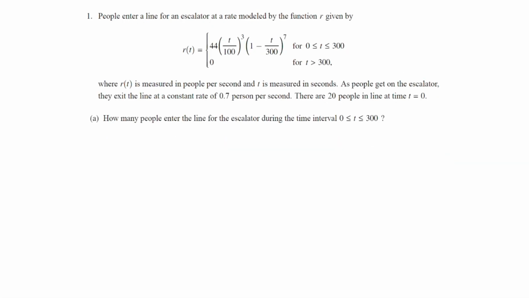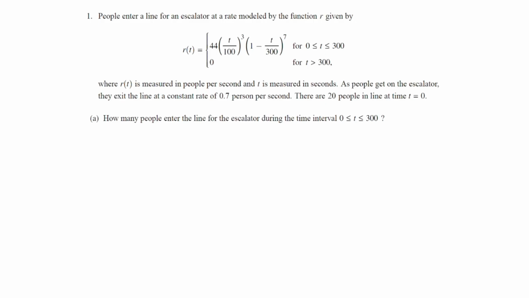All right, this is question number 1 from the 2018 AP Calculus AB exam. It's about people entering a line for an escalator at a rate modeled by this function r of t. And it's one of the ones that I call a rate FRQ. And it's a calculator question here. So r of t is measured in people per second, t in seconds. People get on the escalator and then they exit the line at a rate of 0.7 people per second. And we know that there are 20 people in line at t equals 0.